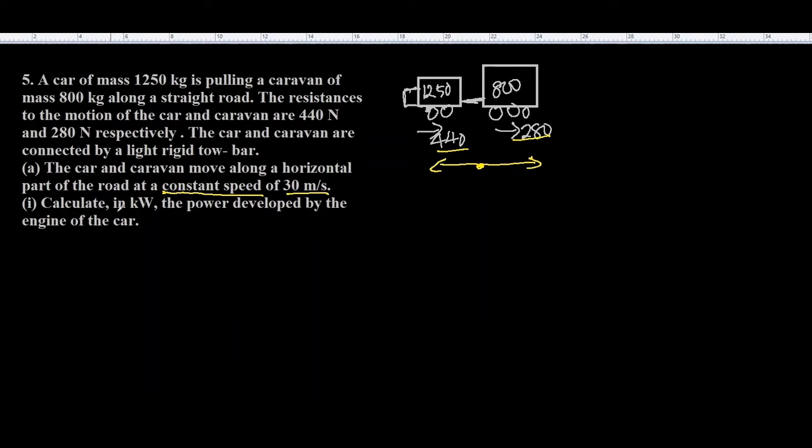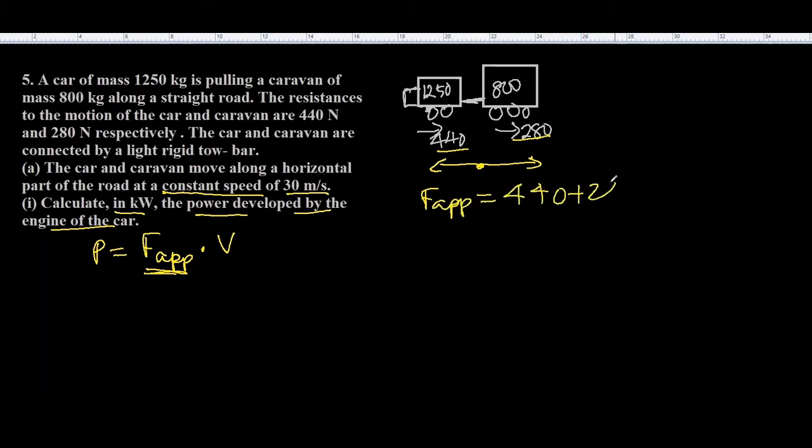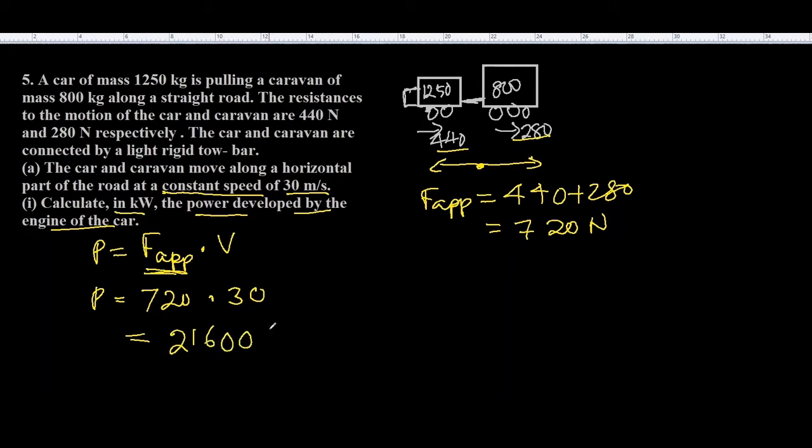First part says calculate in kilowatts the power developed by the engine. So power always belongs to the engine, and it is equal to the applied force by the engine multiplied by the speed. First we need to know the applied force, and we already know that the applied force by the engine is the same as the resistance, and that comes out to be 720 newtons. So power will be 720 newtons multiplied by speed, 21600 watts. They're saying in kilowatts, so it will be 21.6 kilowatts.